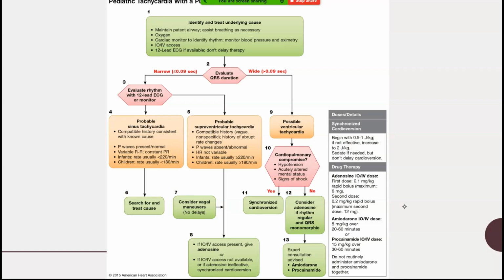Here's another example of the algorithms that you guys are going to see. You're going to see these in PALS, okay? But here's a preview. A lot of the protocols that we have are based off of AHA, okay? So this should look familiar to your city protocols.